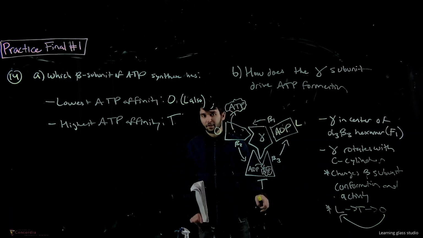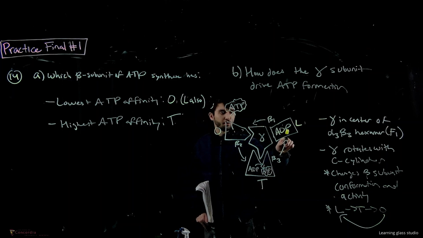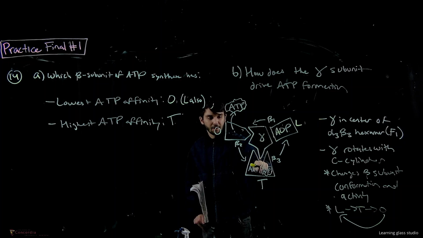So looking at this, let's go through one cycle of this. So this one is going to start as an L. It's going to pick up an ADP, okay? L, loose, picking up an ADP. And then what's going to happen is as this rotates counterclockwise, see how this has a little spine, and the spine corresponds to the T? So now this is going to move in, and then it's going to make this subunit look like this subunit, changing it from an L to a T.